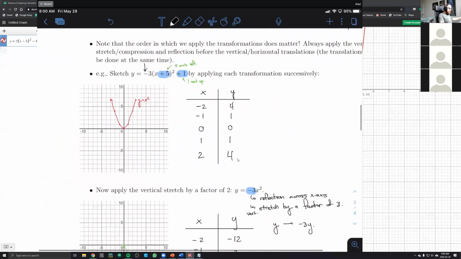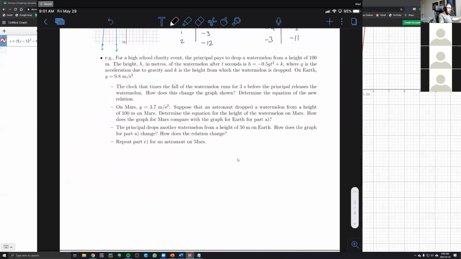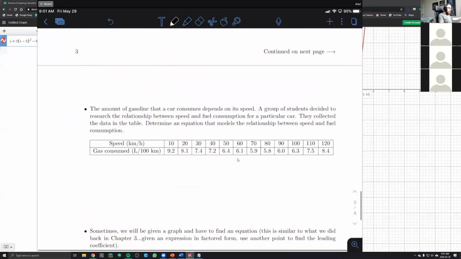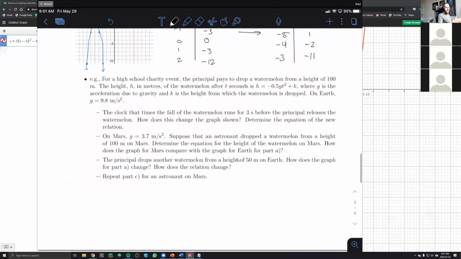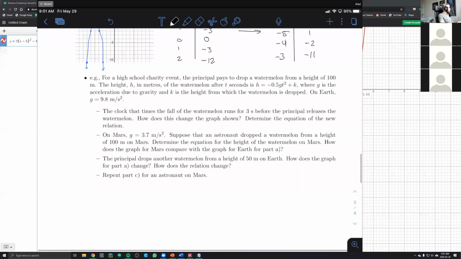Okay. On to some word problems now. As I've been mentioning throughout this chapter, or throughout the quadratic chapters that we've been working on, quadratics actually come up in a lot of physics and chemistry applications, right?